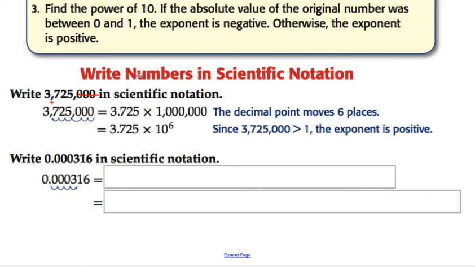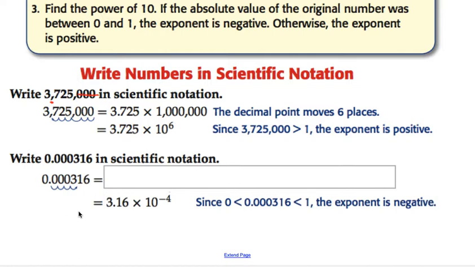Okay? So let's look at this one. What's the very first non-zero digit? And that would be the 3. So we want to end up with our number as 3.16. And how many places do we have to move it to get back to where we started from? We go 1, 2, 3, 4 places. So it's negative because this number is a number less than 1. It's positive when it's a number greater than 1.